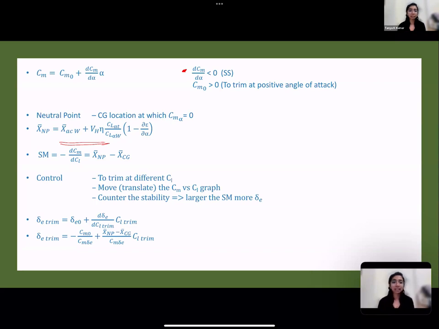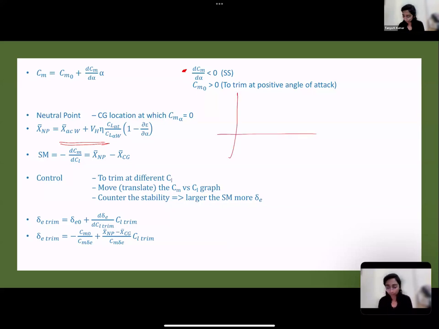Then we've seen static margin. Static margin is what? It is a quantitative measurement of your stability. So if your static margin is positive, your aircraft is stable. And the more positive it is, the more stable your aircraft is. But if it is more stable, it is more difficult to control. Vice versa, more difficult to maneuver. So the equation for static margin is the negative of the slope of dCm upon dCl.